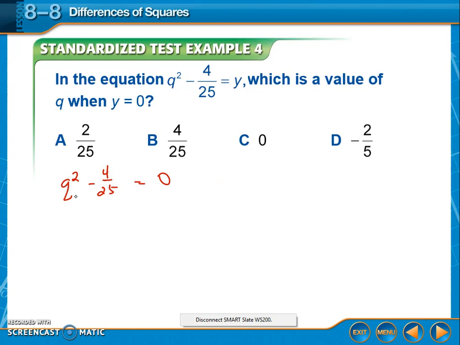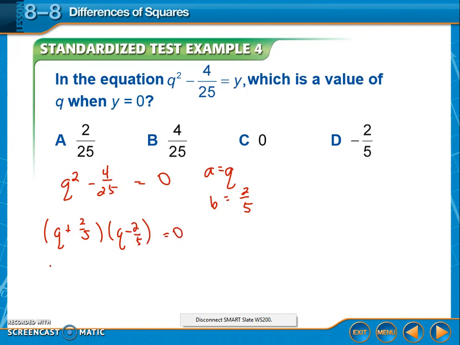So I'm looking and saying, what squared gives me q squared? And that's just q. So my a is q. And my b, what squared gives me 4 over 25? And that's going to be 2 over 5. Okay, so 2 over 5 times 2 over 5 is 4 over 25. So I'm going to take this and say that q plus 2 over 5, and then this is going to be q minus 2 over 5 equals 0.